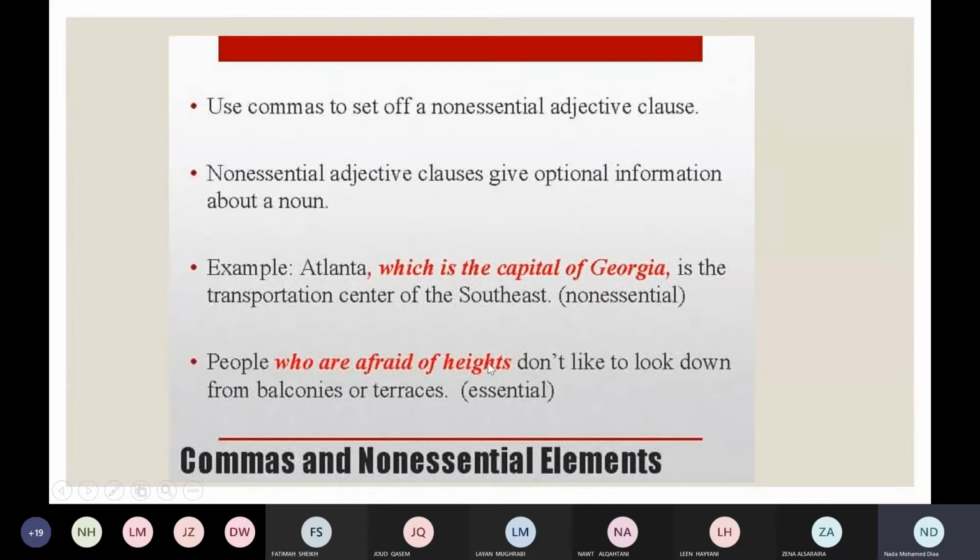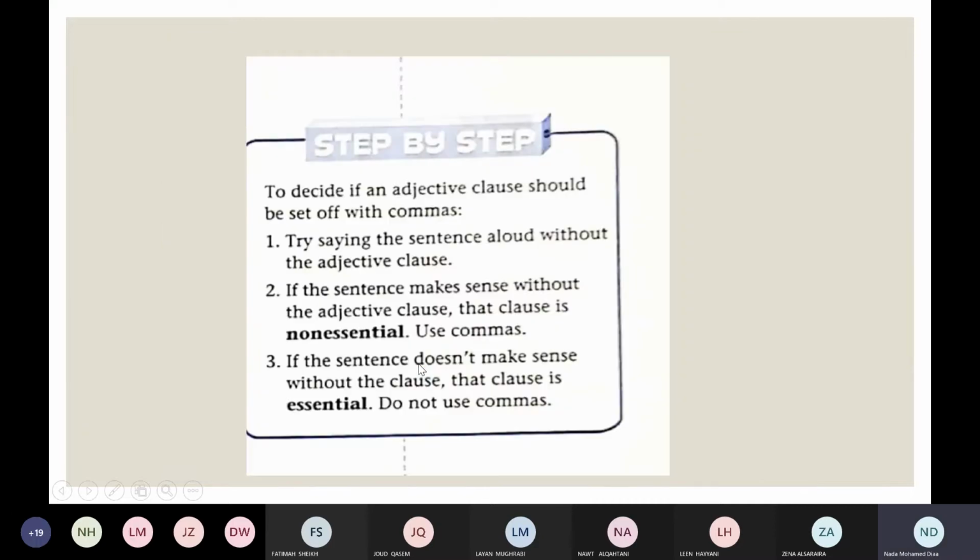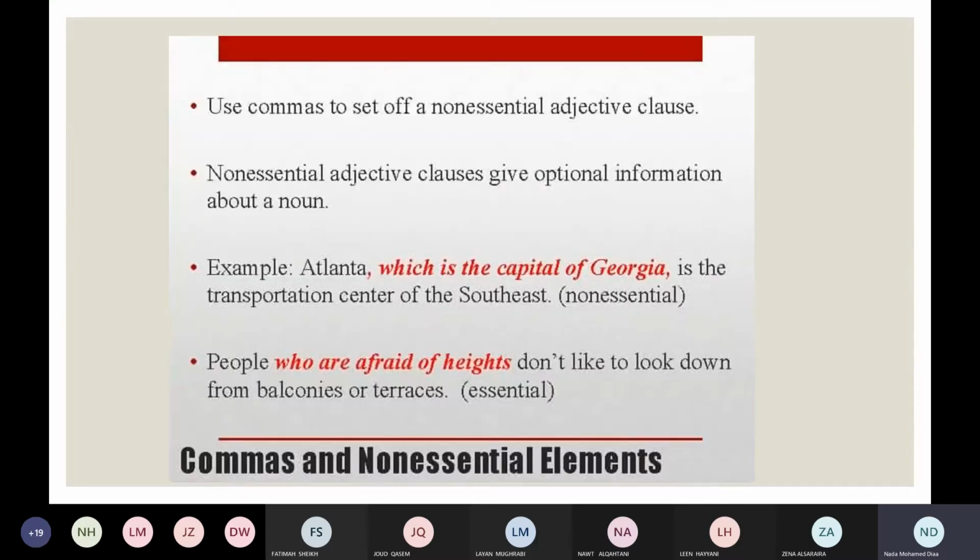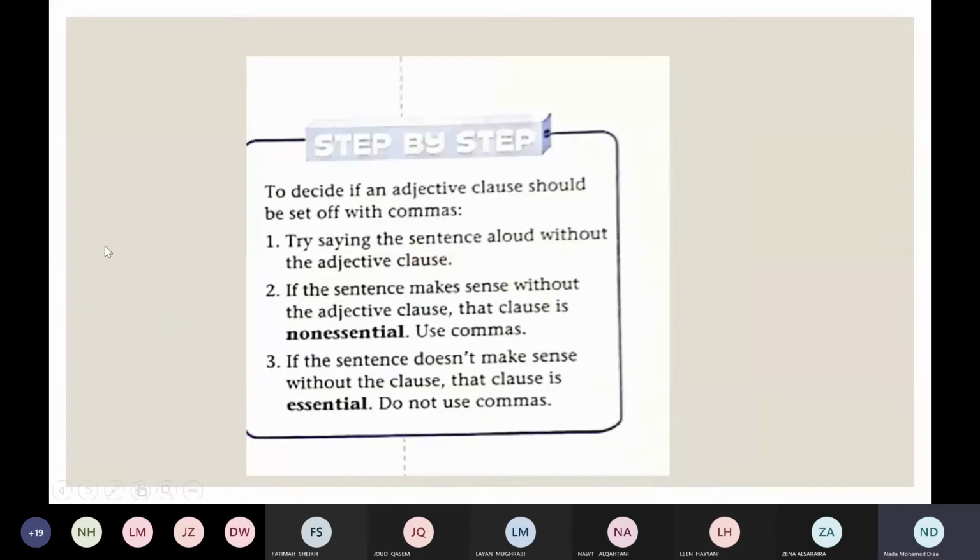But people who are afraid of heights, can I say people do not like to look down from balconies or terraces? No, because I should know which kind of people, because all people can look down from balconies, but people who are afraid of heights, so I cannot eliminate it. To decide if the adjective clause should be set off with commas or not, try to say the sentence without it. People do not look down from balconies. All people? No, only people who are afraid of heights.